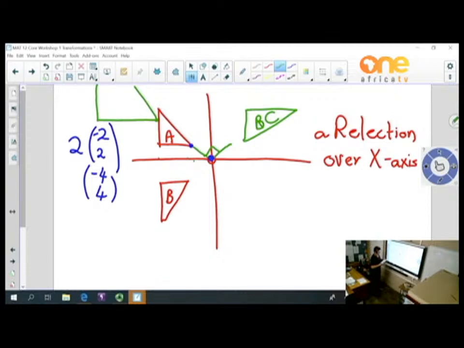The last one is translate A by the vector 6, negative 4, and label it E. Now 6, negative 4 means 6 to the right, 4 down. So I start here, and I go 6 to the right, 2, 4, 6, and then 2, 4 down. So this is where it will start. Remember, once you've got that first point, it's then very easy to have the next one. So there we went 6 to the right and 4 down. So this is then this point here.